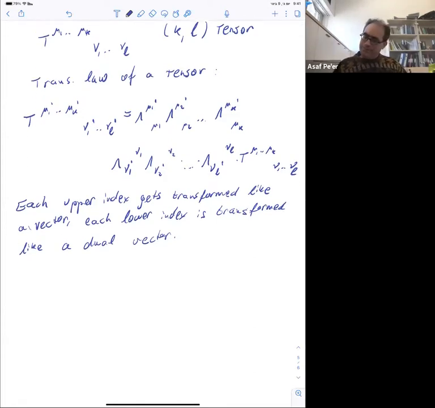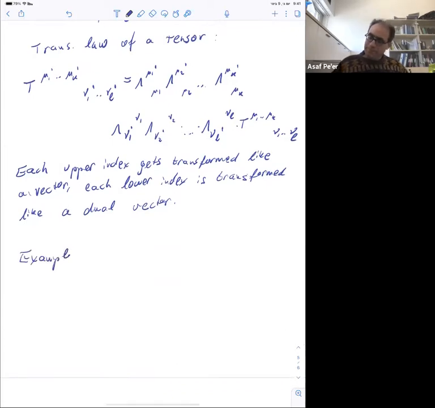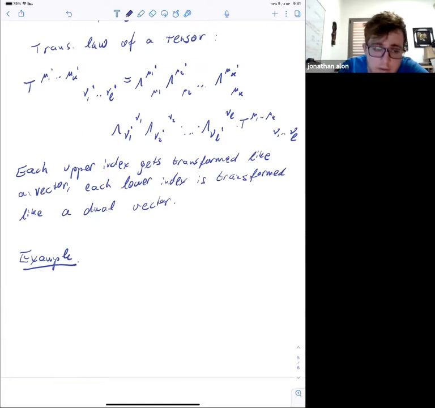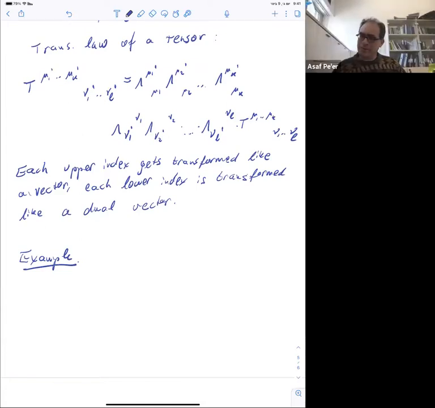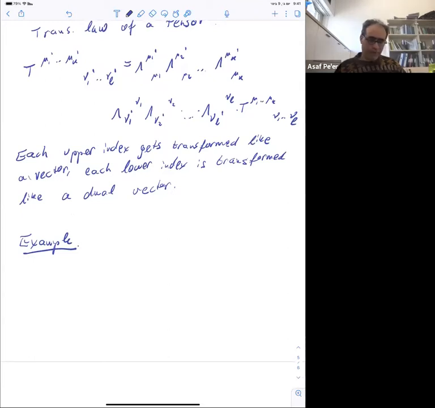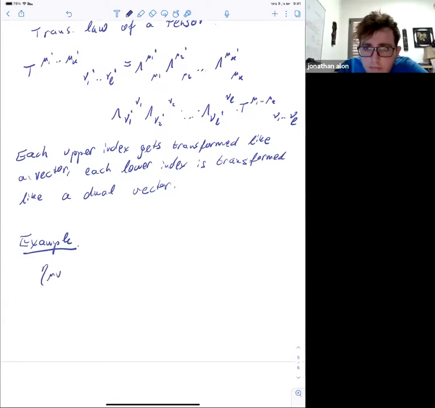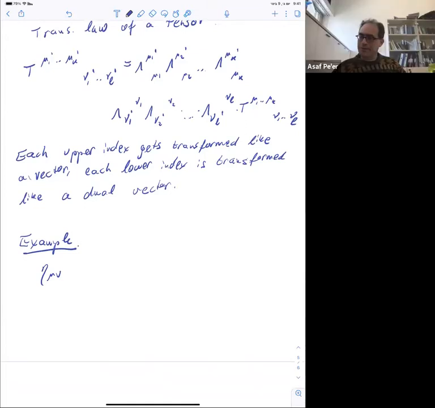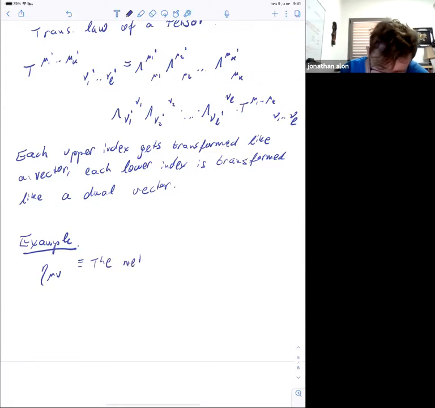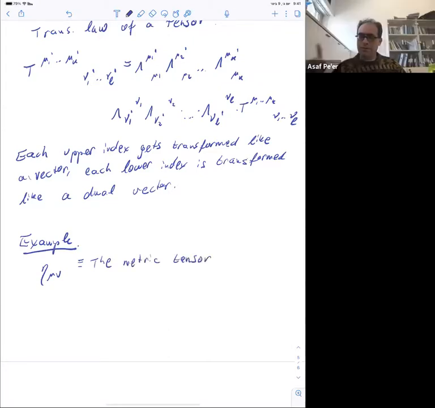Okay, example. I actually showed you a tensor already. I never said it's a tensor. What was this tensor? The metric. Very good, right? So we have a very important, well, what rank is the tensor? 0, 2. This is known as the metric tensor. Easy. 0 upper indices and 2 lower indices. It's a 0, 2 tensor.